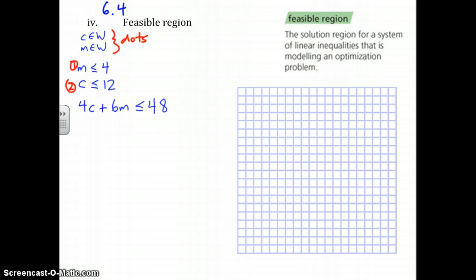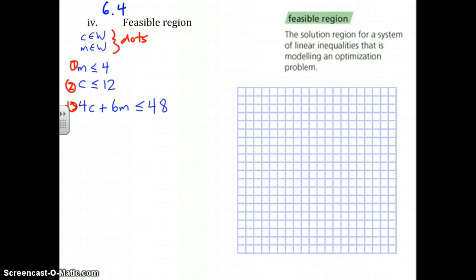Third equation, we've got some big numbers here: 4c plus 6m is less than or equal to 48. So I probably don't want to start graphing this just going up by ones. I'm probably going to run out of space. So what I recommend is figuring out first how we're going to graph that one.